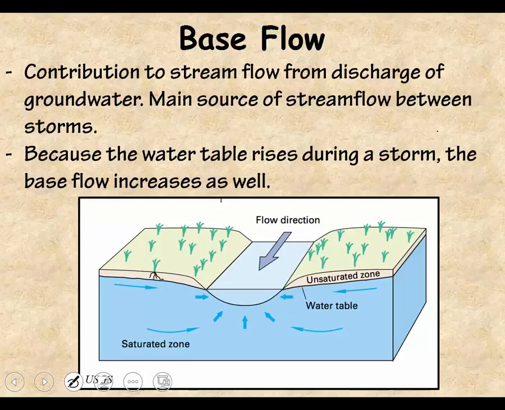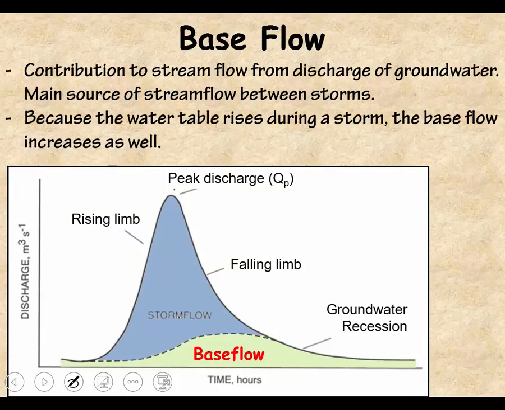Base flow is easy. Base flow is basically when we've got the water table discharging into the river. It's the main source of stream flow between storms, and it is characteristic of perennial streams. If there's always water in the river, that means that during a significant portion of the time, that water is being supplied by groundwater or base flow. Okay.